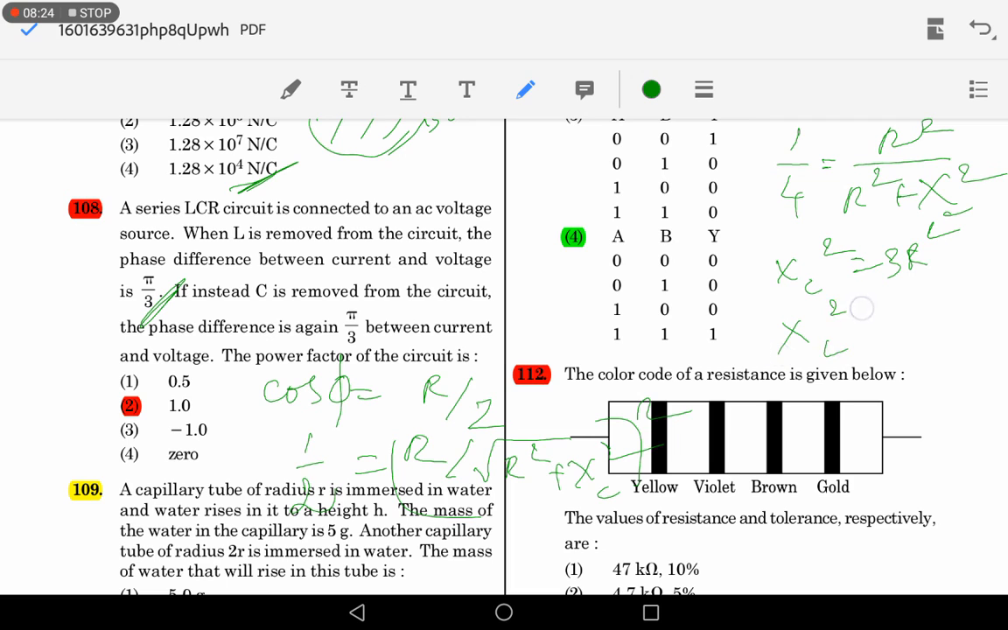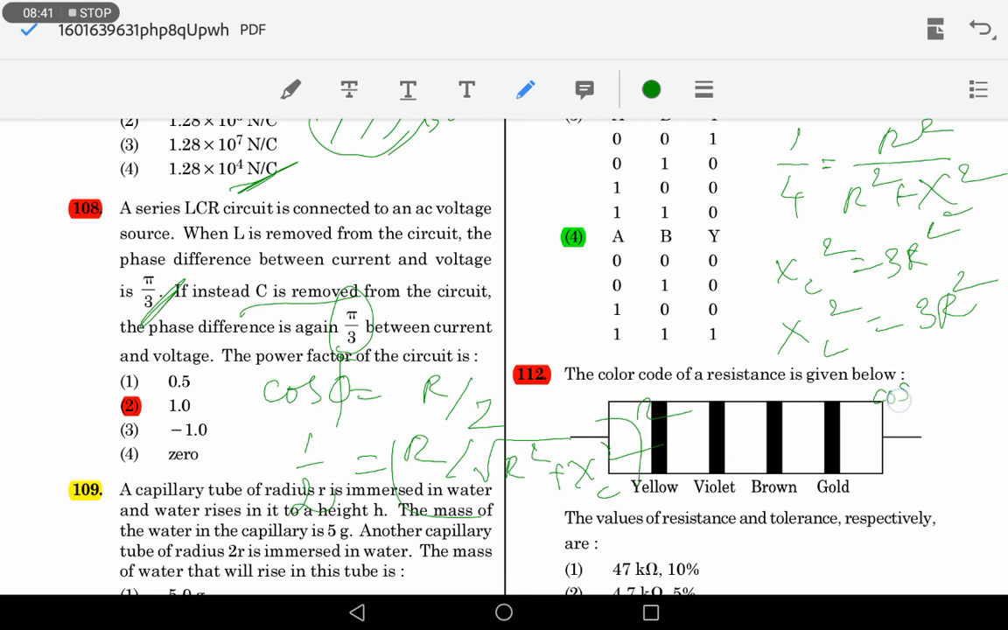Similarly, if C is removed, the resistor and the inductor are involved in the circuit, again with a phase difference pi by 3. So you are going to get the same: XL square is also equal to 3R square.